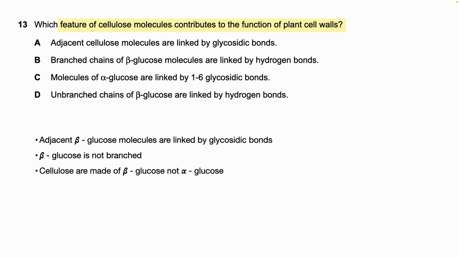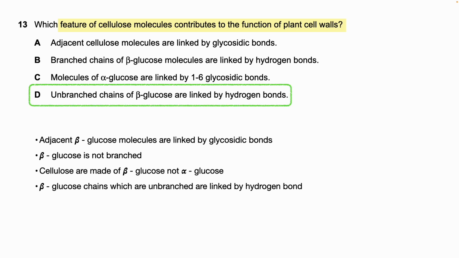So option D is the only left out answer. Unbranched chains of beta glucose are linked by hydrogen bonds. Yes, so the beta glucose which forms the straight chain will be interlinked by the hydrogen bonds. So the answer is D.